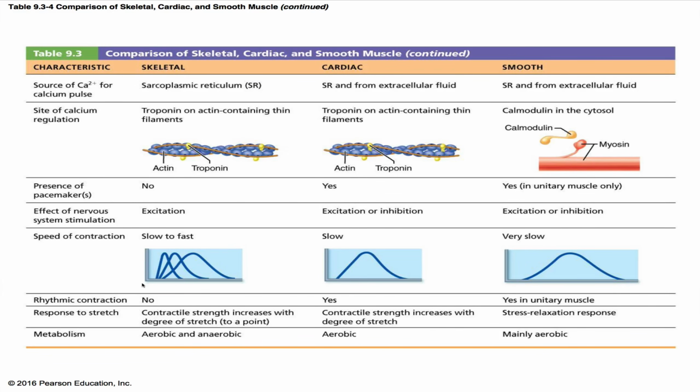Is there rhythmic contraction in skeletal muscles? No. In the cardiac muscle, yes, thankfully it is. In smooth muscle, there is rhythmic contraction if the smooth muscle is unitary muscle. Response to stretch: in skeletal muscle, contractile strength increases with the degree of stretch to a point. In heart muscle, in cardiac muscle, contractile strength increases with the degree of stretch, and then in smooth muscle, there's a stress relaxation response. Now, metabolism for skeletal muscle is both aerobic and anaerobic. In cardiac muscle, it's aerobic only, and in smooth muscle, it's mostly aerobic.